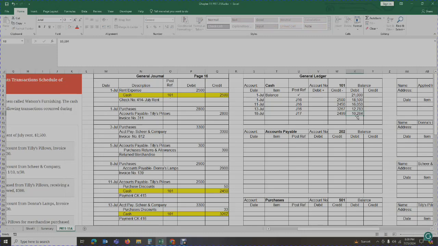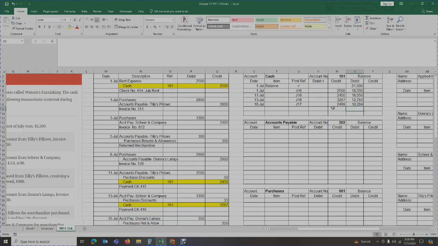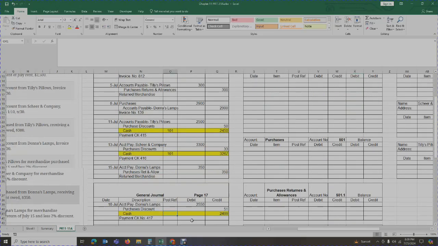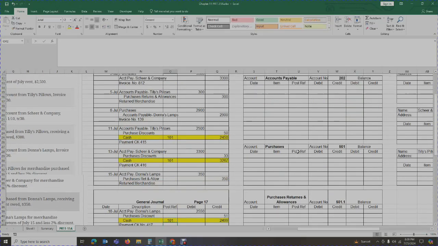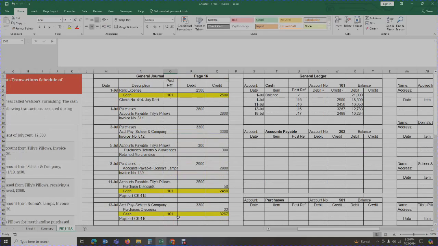I'm going to go back to my journal and enter account number 101. So we've got 4 cash account entries that we have used up, and this is my ending balance, $10,284.